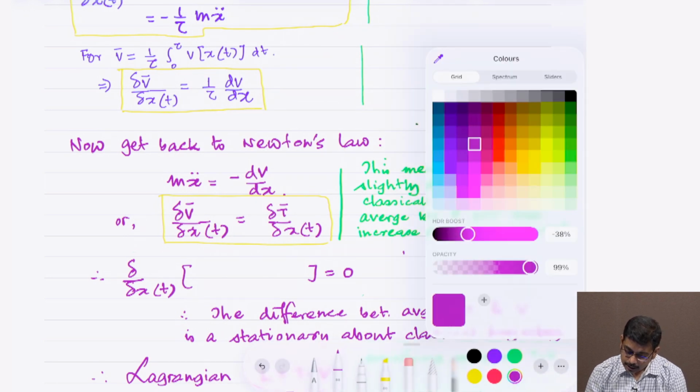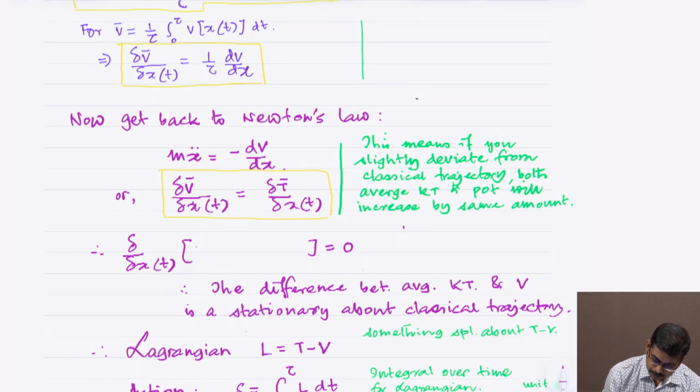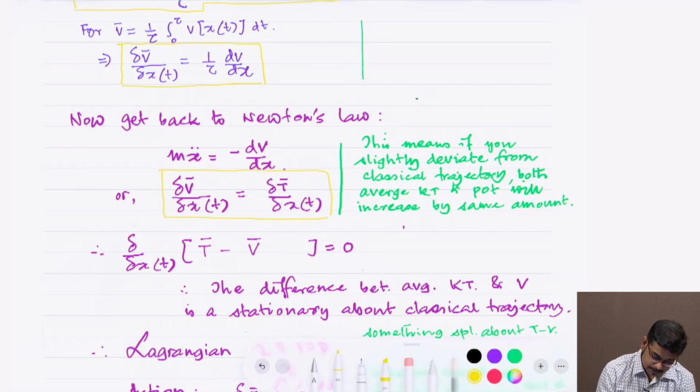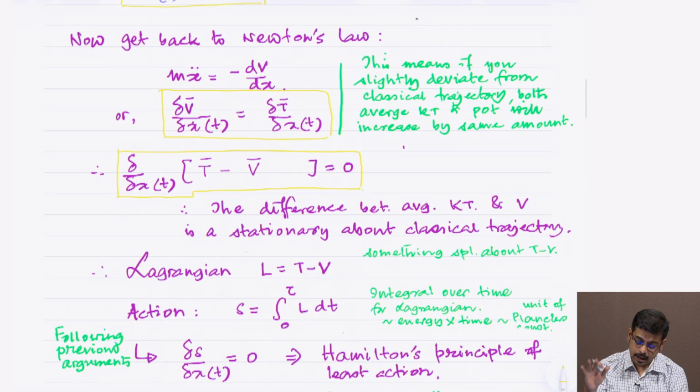Or in turn, you can say that del by del x t of t bar minus v bar is equal to 0. So, the difference between the average kinetic energy and the potential energy is stationary about a classical trajectory. This is a very important statement. This is the equation of motion. This is what follows from Newton's law, right, and it says the difference between the average kinetic energy and potential energy should be stationary.